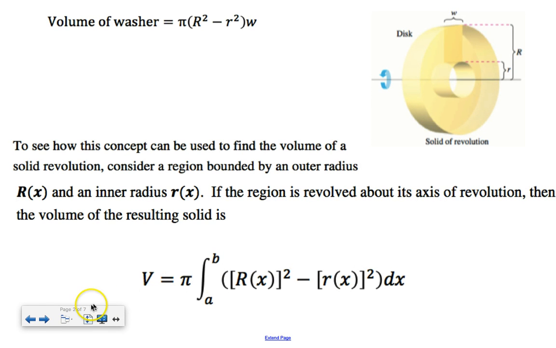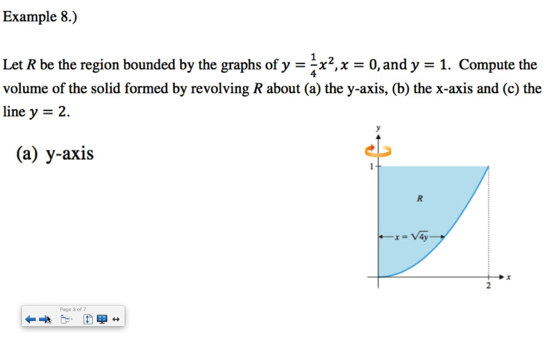So let's start example 8. Let R be the region bounded by the graphs of y equals 1/4 x squared, x equals 0, and y equals 1. Compute the volume of the solid formed by revolving R about 3 different lines. First, the y-axis, the x-axis for the second part, and then the line y equals 2. So that should pretty much cover the 3 cases that we did in the disk method, just in this example. But now we're going to use washers.